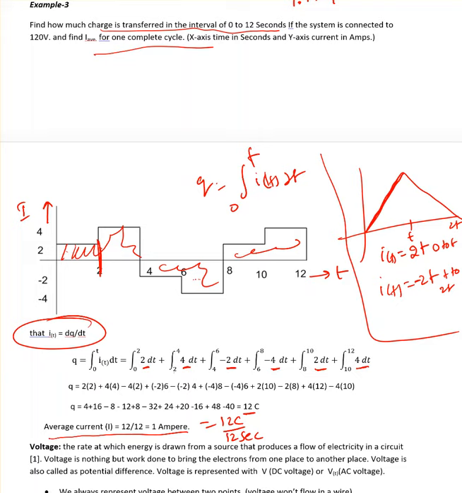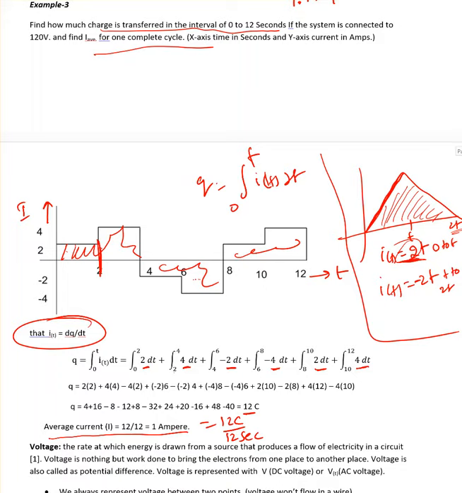I think in the homework I asked you a similar question. There you might need to find the slope and then find i(t). Once you know that, you can find the charge transferred during this time period. Or another way of doing it is to find the area under this curve. You will be able to find the total charge.